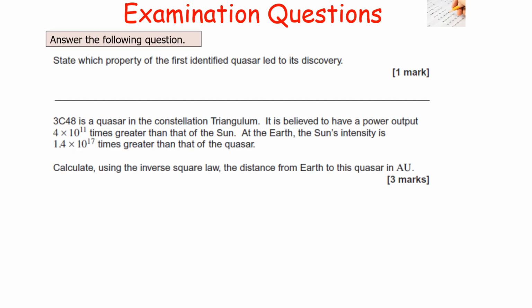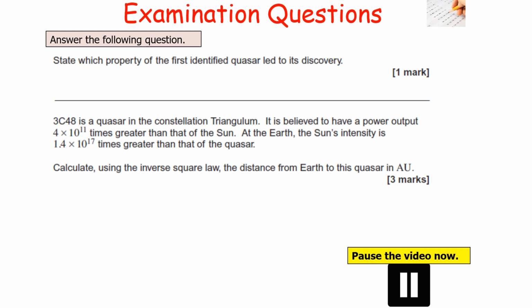Now the next question says, state which property of the first identified quasar led to its discovery. Then 3C48 is a quasar in the constellation Triangulum. It is believed to have a power output 4 times 10 to the 11 times greater than that of the Sun. At the Earth, the Sun's intensity is 1.4 times 10 to the 17 times greater than that of the quasar. Calculate using the inverse square law the distance from the Earth to this quasar in AU. So pause the video now, then unpause the video when you want to go through your answer.